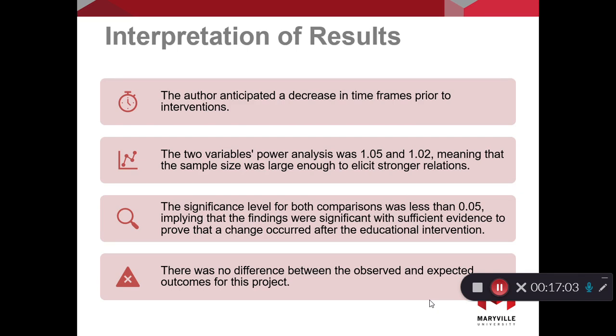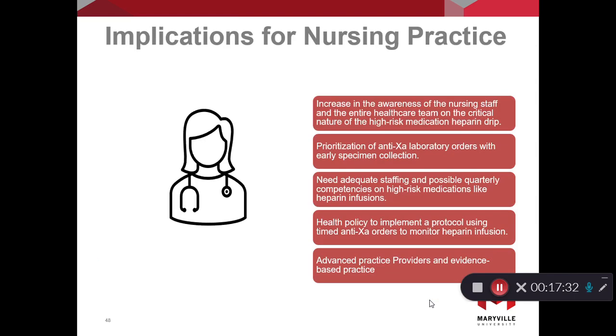Interpretation of results: I had anticipated a decrease in the time frames prior to the interventions. The level of significance of both comparisons was less than 0.05, implying that these findings were significant with sufficient evidence to prove that a change did occur after the educational intervention. There was no difference between the observed and expected outcomes for this project.